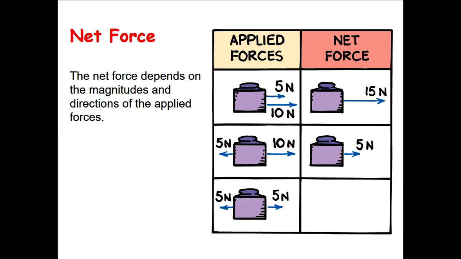Third example, there are two forces. One is acting to the right and one to the left, but the two forces are equal in magnitude. The question is, what is the net force? Well, in this case, the net force should be 0 as the two forces cancel out.